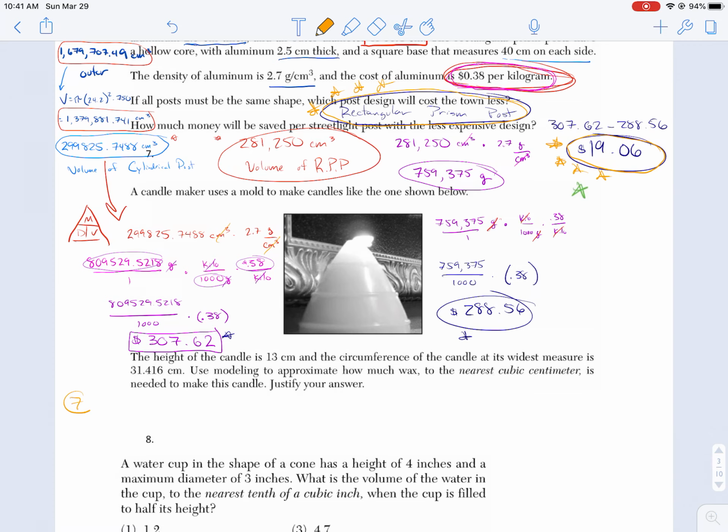Let me put number 7 down there so people know where to look. So how much wax to the nearest cubic centimeter is needed to make this candle? When they say to the nearest cubic centimeter, they're talking centimeters cubed. This should already point you in the direction that we're trying to find volume. Anytime you're trying to find a cubic unit of measure, that involves volume. Don't forget area is 2-dimensional, volume is 3-dimensional.